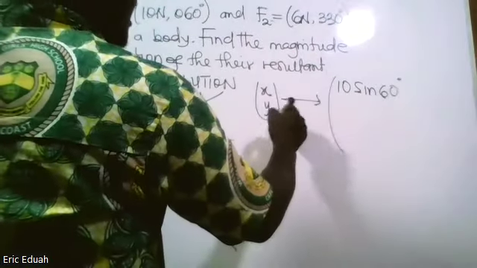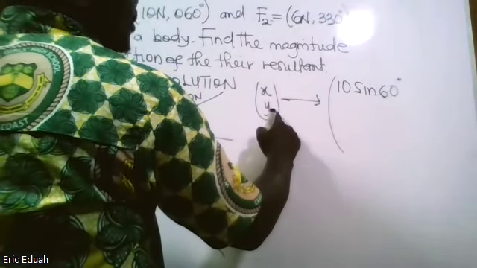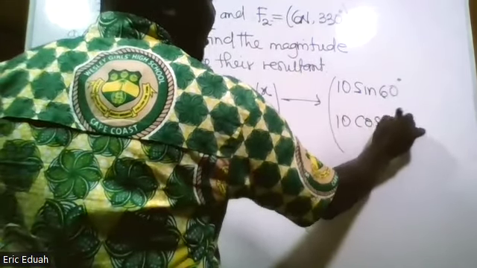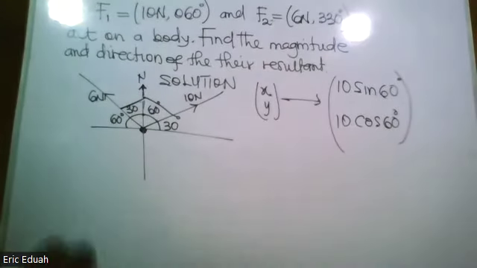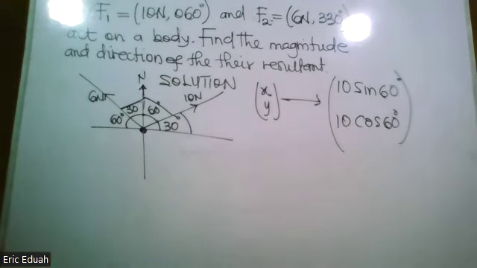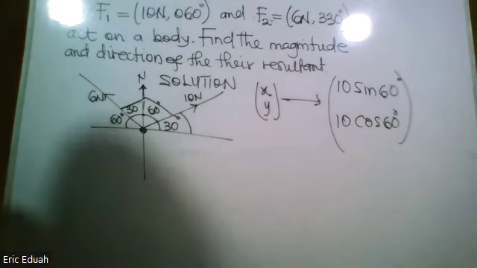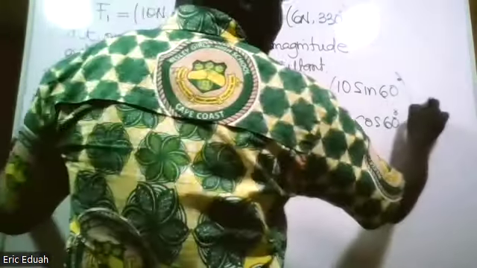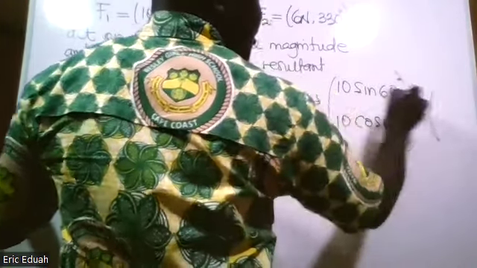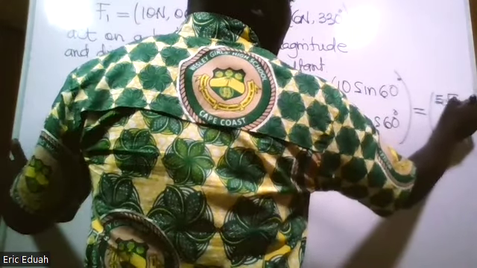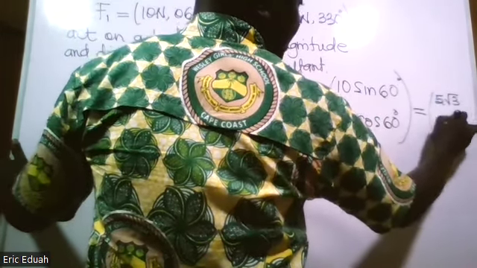And then the y component is also 10 cos 60 degrees. Or you can also use the angle to the x-axis. Please, are you with me? Are you okay? Yes, please. And this is 5 root 3. This is also 5.